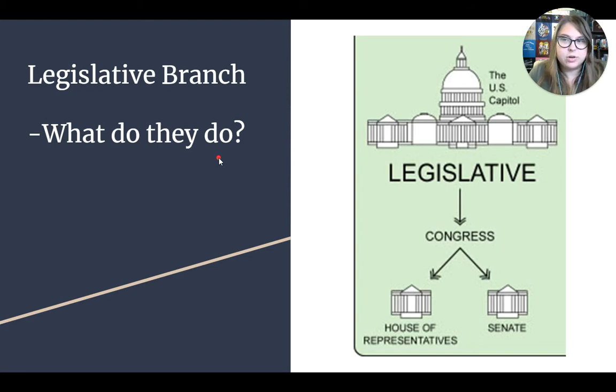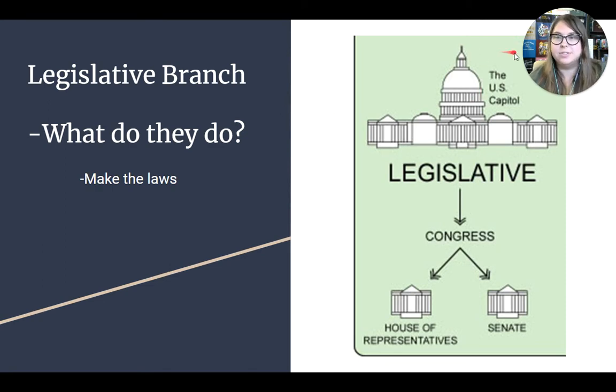So have we ever heard of words that sound like legislative? Well, I maybe think of legislate, but that's about it. I can't think of another word that really reminds me of legislative. So what do they do? The job of the legislative branch is to make the laws.